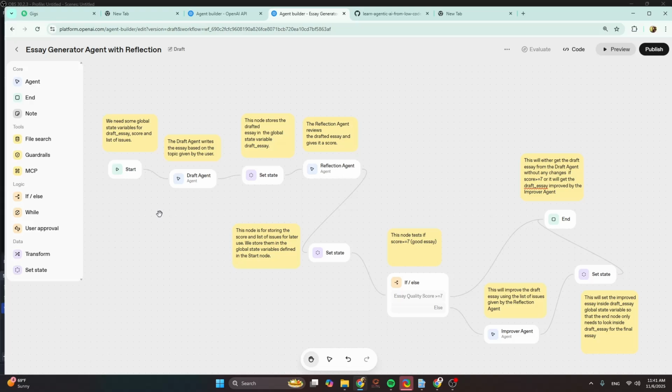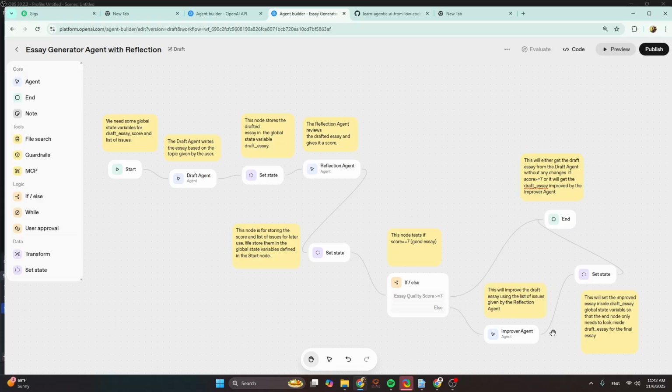Hello everyone. Today I made an essay generator agent in OpenAI's Agent Builder using the agentic design pattern called reflection. Reflection is when a draft agent produces an output, a reflection or critique agent reviews it and gives it a score or a rating. If the rating is above a certain level, then the draft agent's output is accepted.